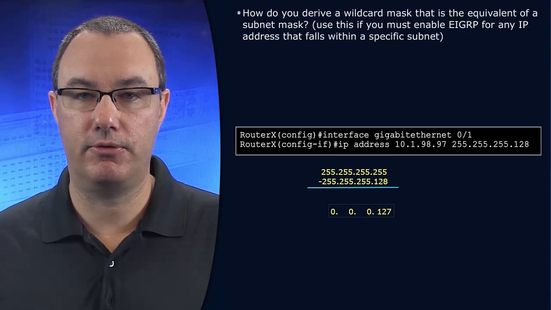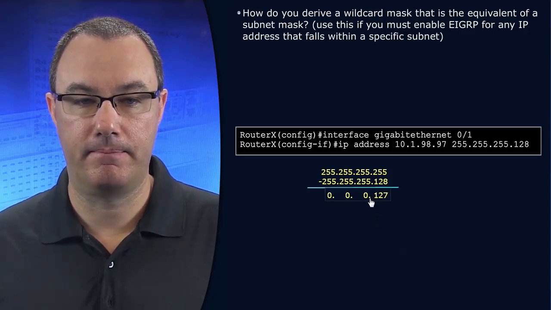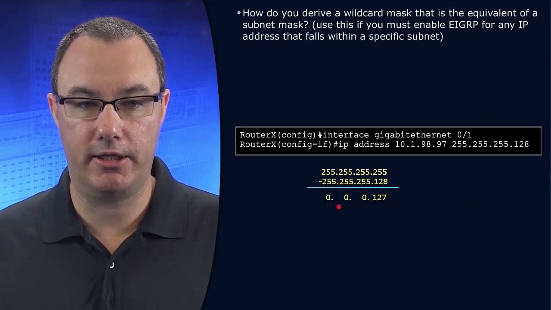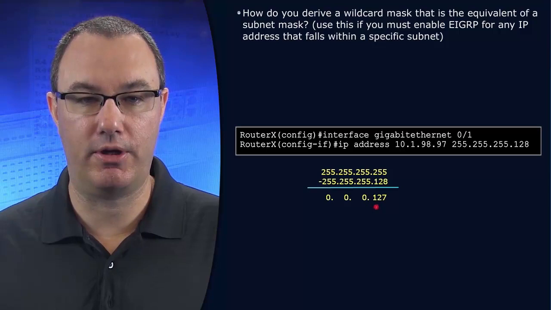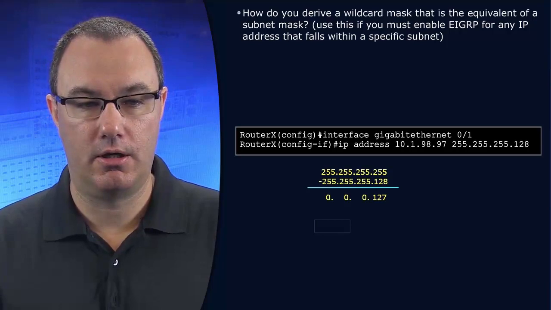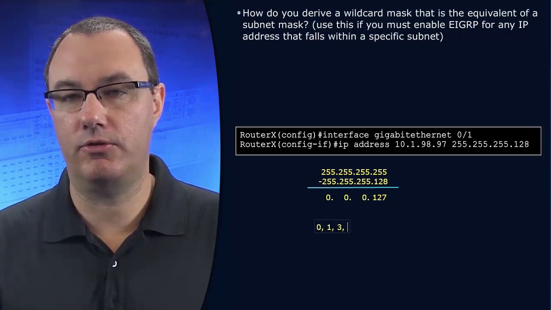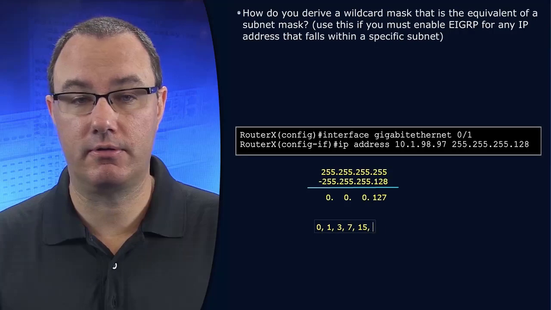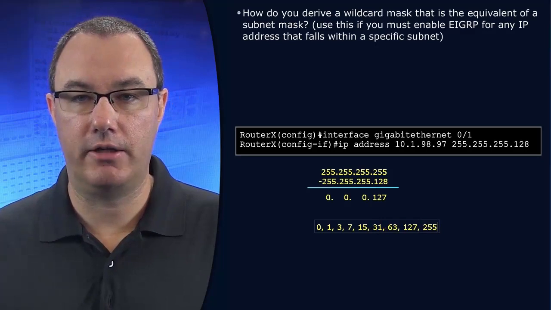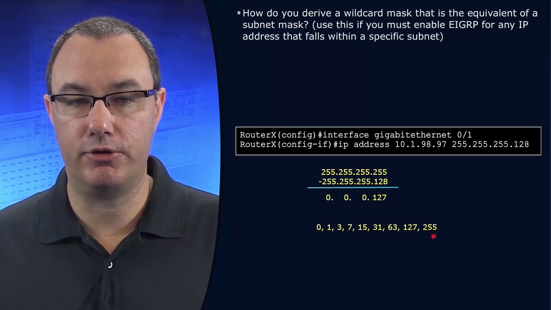0.0.0.127. Let's do a sanity check and make sure that we remember wildcard mask octets should be 0, 1, 3, 7, 15, 31, 63, 127, or 255. Let me write those out for you. The legitimate values of a wildcard mask for our purposes are values that are 1 less than a power of 2.